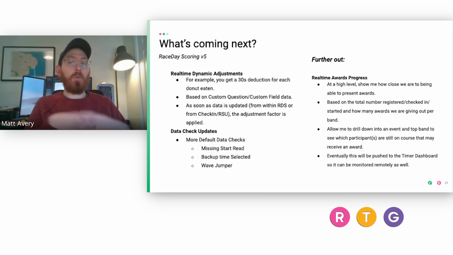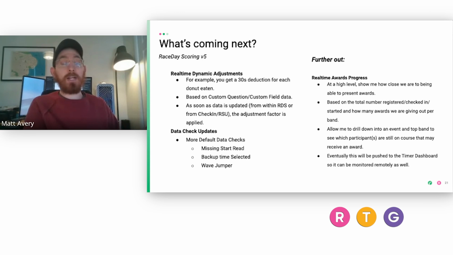Next, a bit further out, a big project is going to be this real-time awards progress. At a high level, we want to be able to show how close we are to being able to present awards. It's a really important thing for timers. They hate being bothered by race directors saying, hey, when can we do awards? When can we do awards? So we want to automate that process. Again, that's the big thing with RaceDay Scoring. We want to automate as much as possible for timers to make their event day experience better.